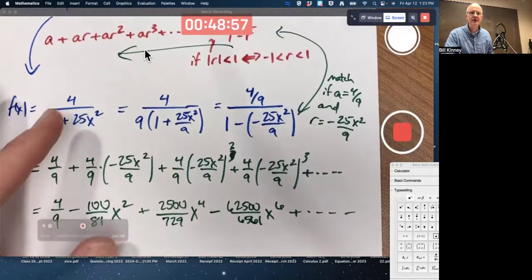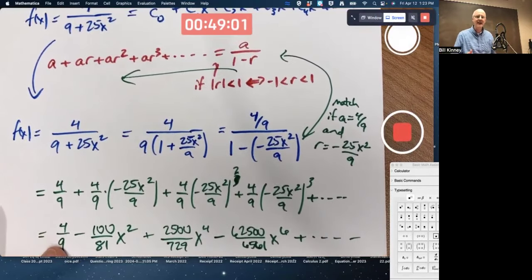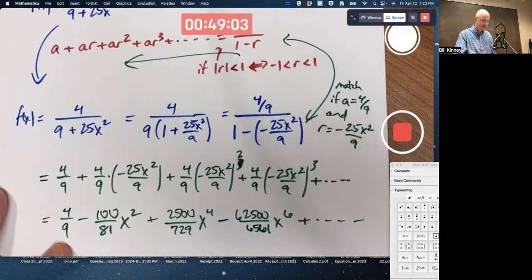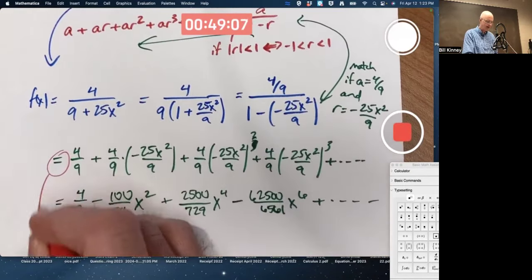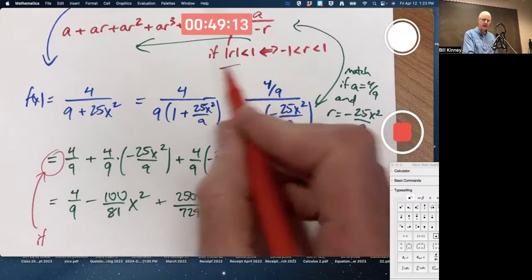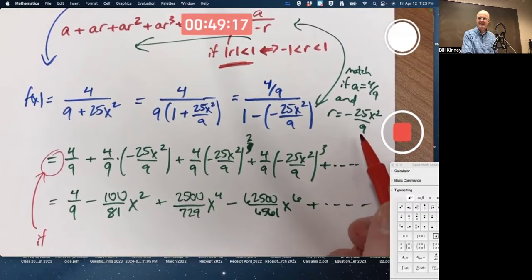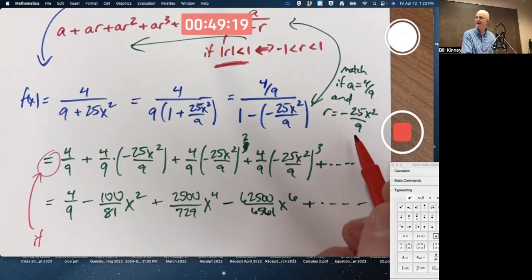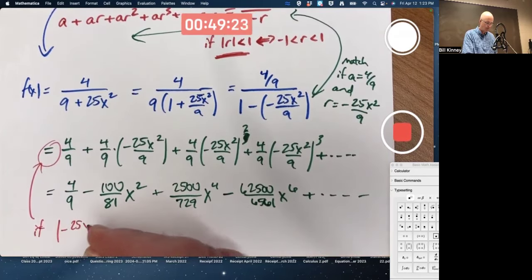What about the interval of convergence, it's called? For what values of x is this valid? We get equality there if what? If the absolute value of r is less than 1, just like up here. But what's r? It's -25x²/9. That's what's got to be less than 1.